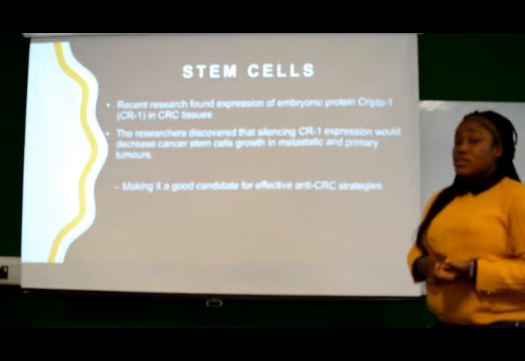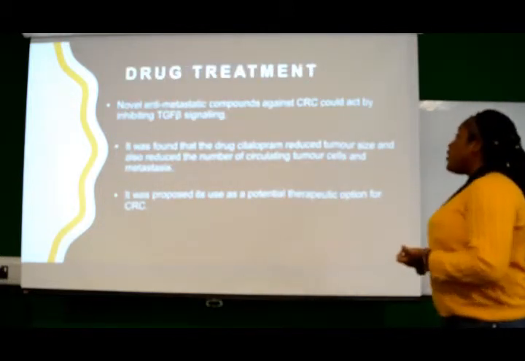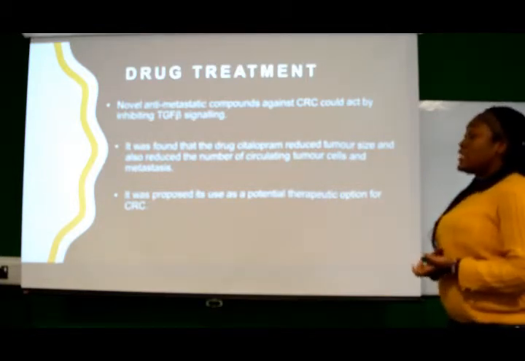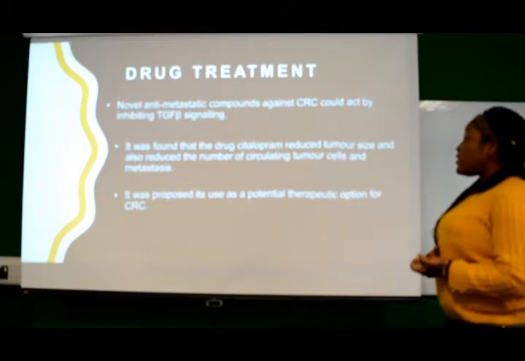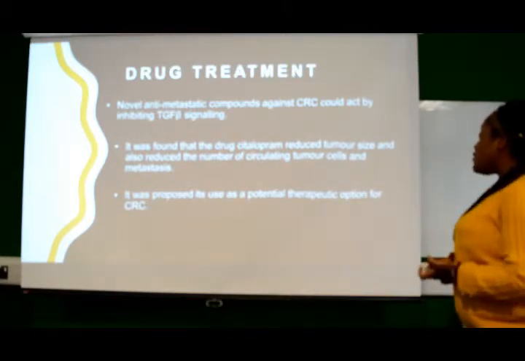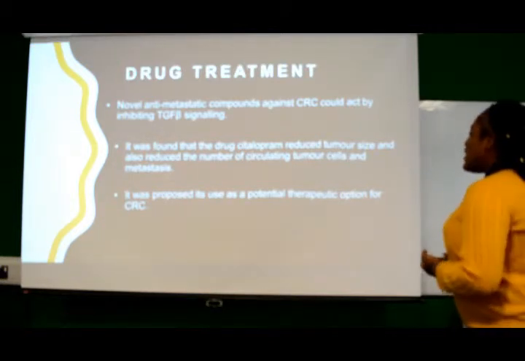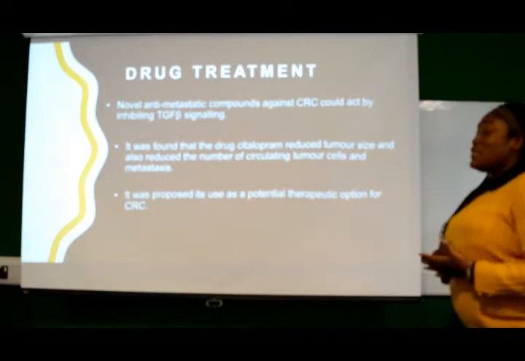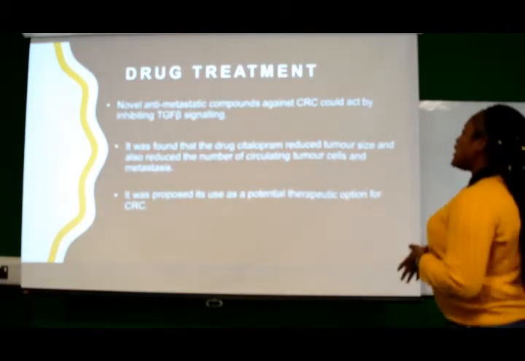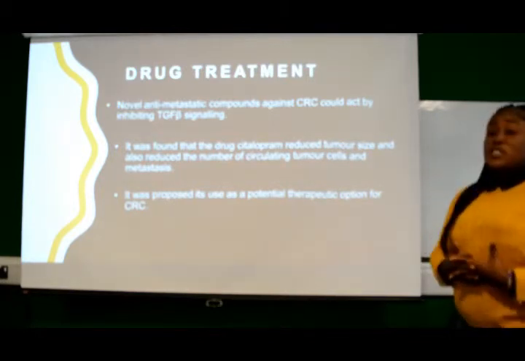Drug treatment. Novel antimetastatic compounds against colorectal cancer could act by inhibiting TGF beta signaling. It was found that the drug citalopram reduced tumor size and also reduced the number of circulating tumor cells and metastasis. It was proposed its use as a potential therapeutic option for colorectal cancer.